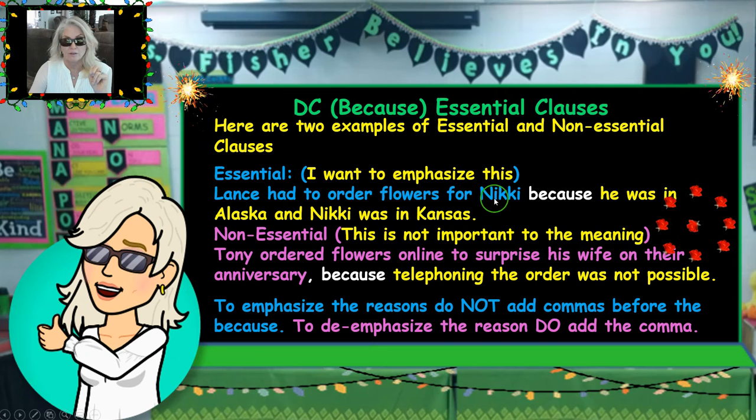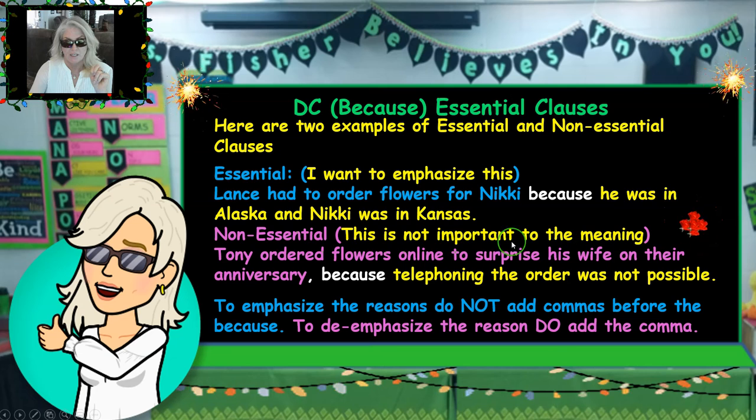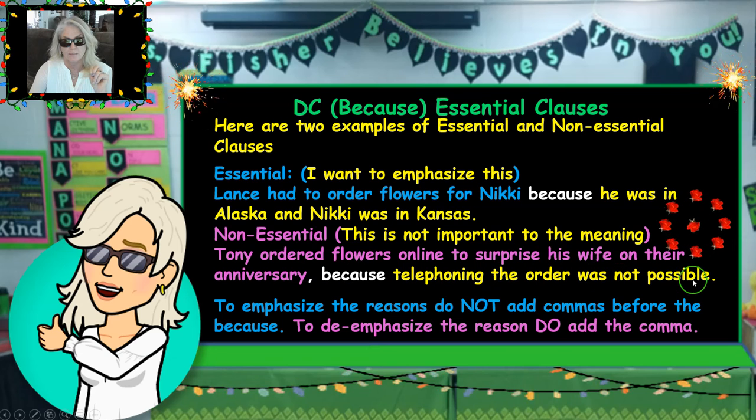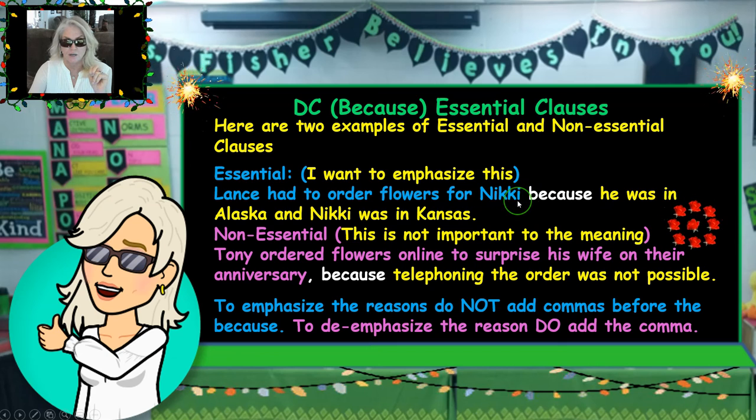Essential, I want to emphasize this. Lance had to order flowers for Nikki because he was in Alaska and Nikki was in Kansas. Non-essential, this is not important to the meaning. Tony ordered flowers online to surprise his wife on their anniversary, because telephoning the order was not possible. In the first case, we wanted to emphasize the second part of the sentence, so we did not put a comma. Just think about it like that, where you could scoop it out of the sentence. Here we put the comma because it was not important.